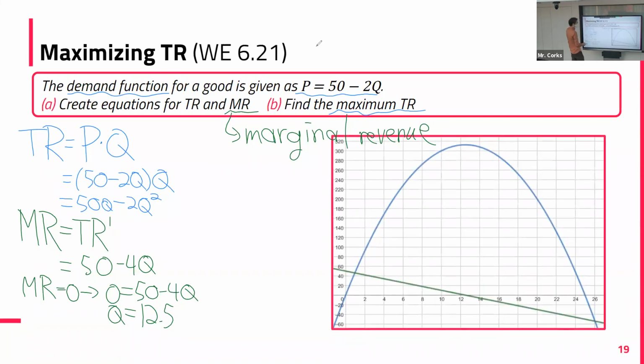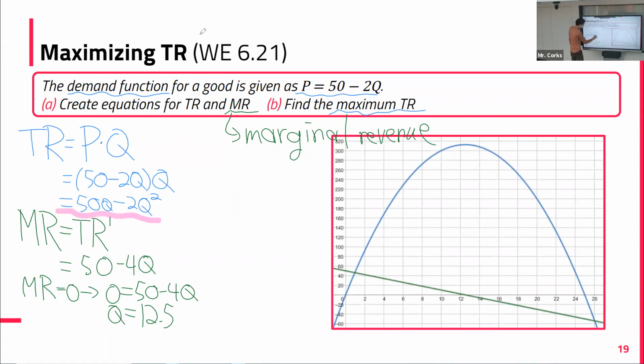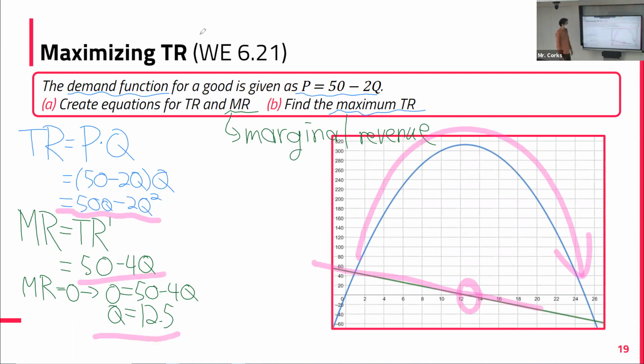Here we had this graph. So we saw that we have our original function. It's a negative 2Q squared as the leading term, so we get this curving down pattern like this. The first derivative is linear, so a straight line with negative slope. And we have this 0 point right here, the intersection with our x-axis, which turns out to be 12.5.